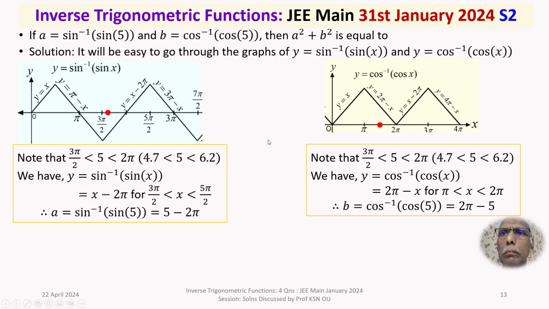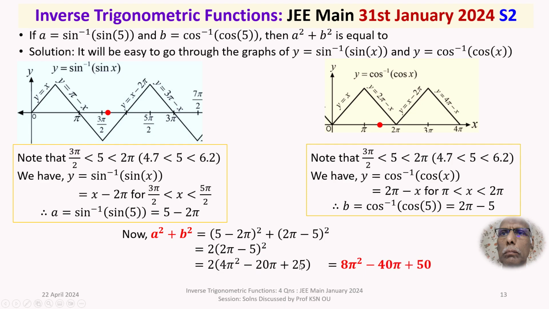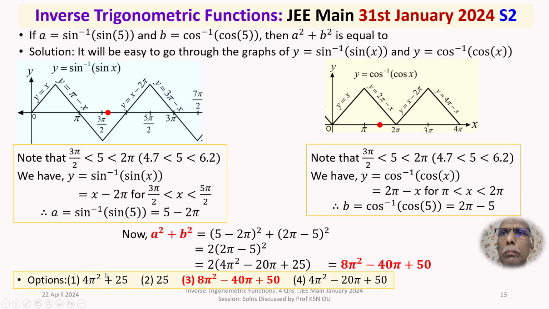So we want A square plus B square. That is equal to 5 minus 2 pi whole square plus 2 pi minus 5 whole square. This is one and the same, so 2 times 2 pi minus 5 whole square, and when expanded and multiplied, you will get 8 pi square minus 40 pi plus 50. So let's look at our options. Our answer 8 pi square minus 40 pi plus 50 appears against option 3. The answer to this question is option 3.